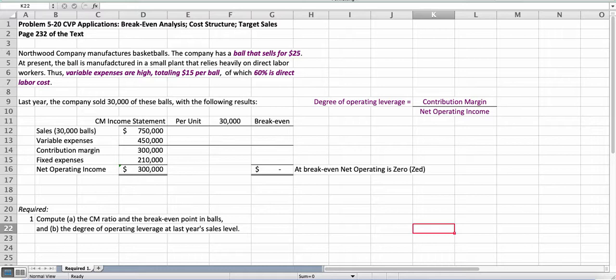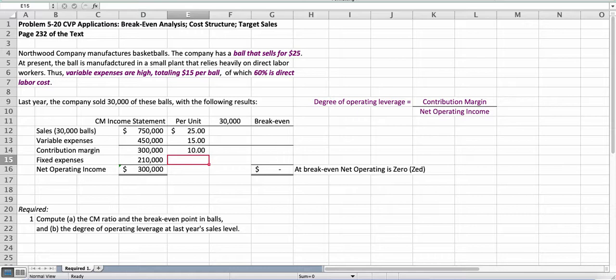So I retyped the problem information and I highlighted in purple the items that are very important. The company has a ball that sells for $25. This is important because this is the per unit cost. Variable expenses, $15 per ball. So let's just put that in, $15. Now this 60%, that's important, but for a later point in time. So if $25 is the selling cost per unit and $15 is the variable cost per unit, it stands to reason that the contribution margin will be $10 per unit.